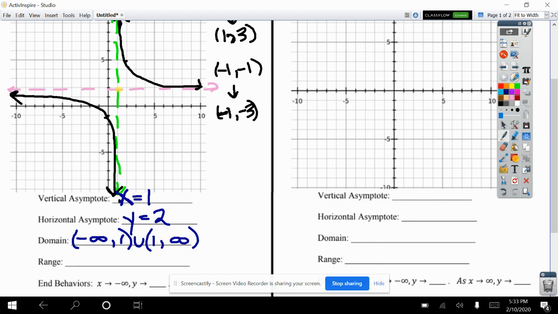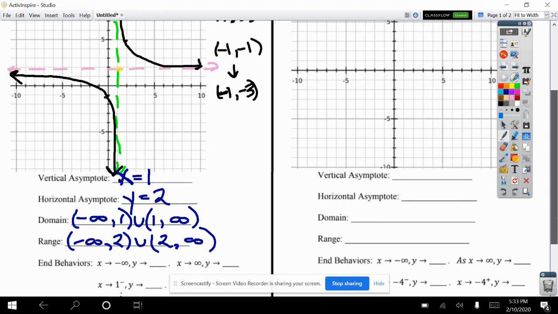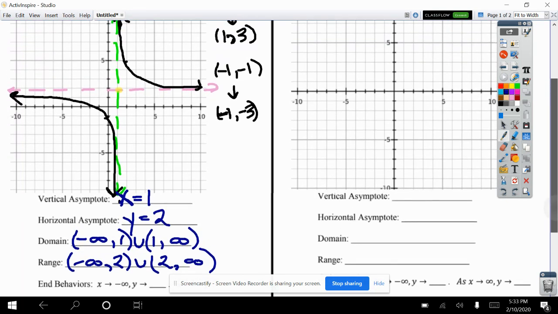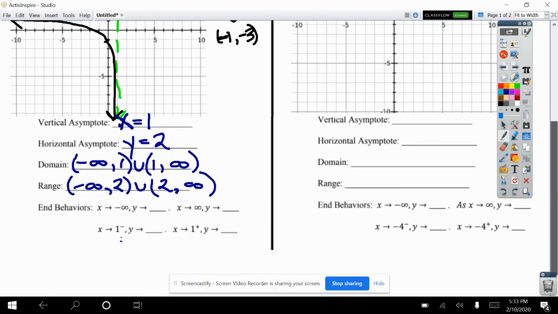The range is similar. It goes down forever, so -infinity. Remember, range is bottom to top. Domain is left to right. And then the range, it has a break at 2. And then it starts up again right after 2. And it goes up forever. So your domain and range should always look something like that. You should have 2 intervals, and it should just be showing that there's a break at each of the asymptotes.